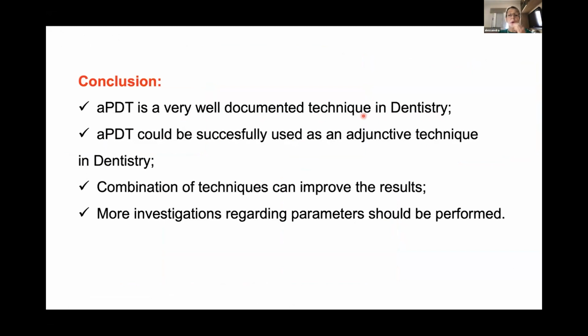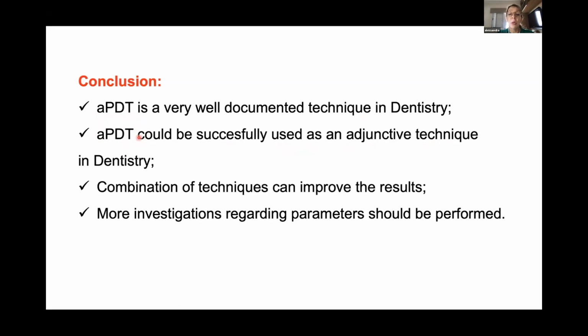We already have many papers, of course, not just from my group here in Brazil. There are many other groups, especially in Brazil and around the world, that have been working on that. APDT could be successfully used as an adjunctive technique in dentistry. As I told you, it's important to emphasize that APDT is a complementary technique. It's not just APDT responsible for treating these different diseases.